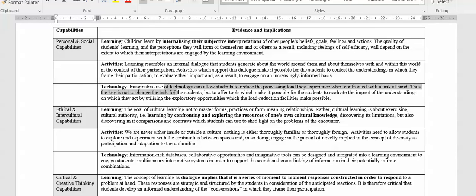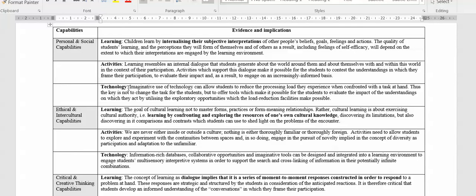And in terms of technology, please read it a little bit, but basically this is about how we will be using this table to support ourselves for assignment 1, 2. Let's read it a little bit. Imaginative use of technology can allow students to reduce the processing load they experience when confronted with a task at hand. So we will be learning how technology can support our students in finding answers to their own questions.